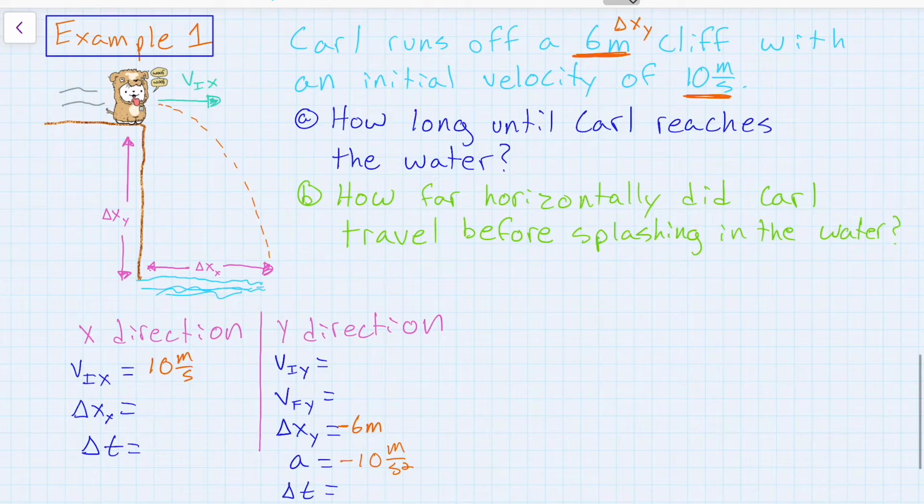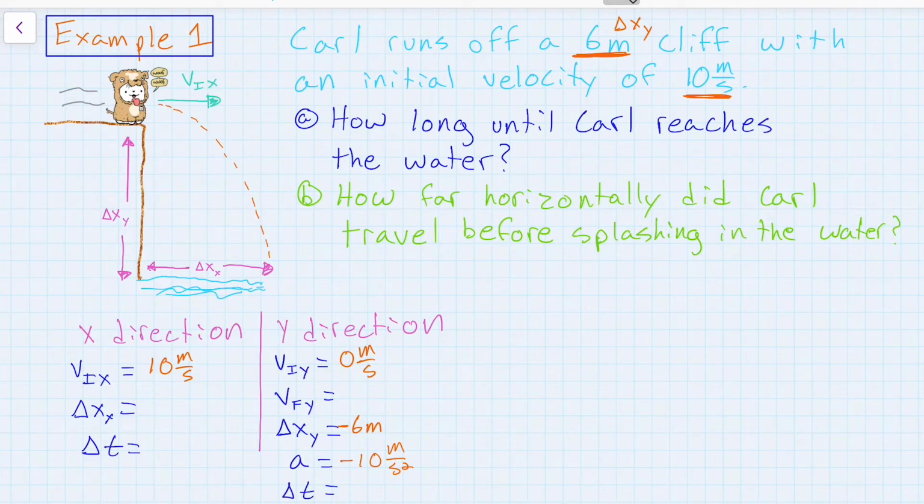And on top of that, if all of Carl's motion is in the x direction, the moment that he steps off of the cliff, he's going to be immediately accelerated towards the water. But his initial velocity in just the y direction is actually 0 meters per second. It's just like dropping a ball off the edge of the cliff. So his initial velocity in the y direction is 0 meters per second.